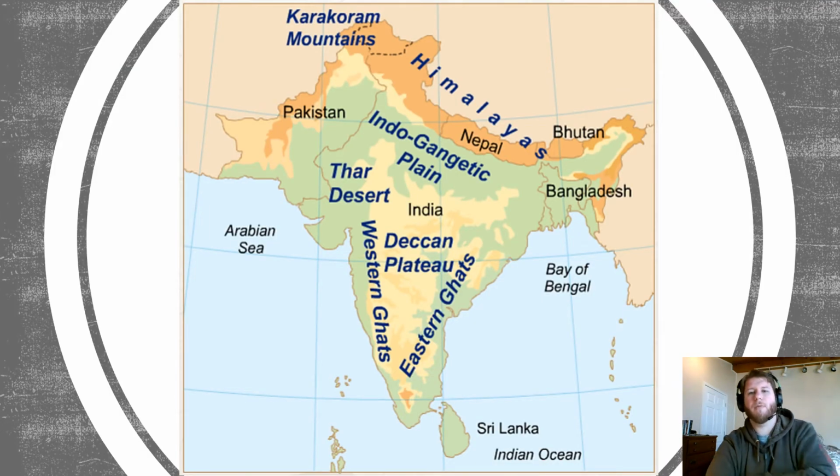Again, here's that map. Take a little bit better look at it. You can see some of the countries that we're also going to be discussing. You've got Pakistan to the northwest of India, Nepal, Bhutan, and Bangladesh to the northeast and east, and then Sri Lanka directly south down there, as well as the Maldives, those islands to the southwest.